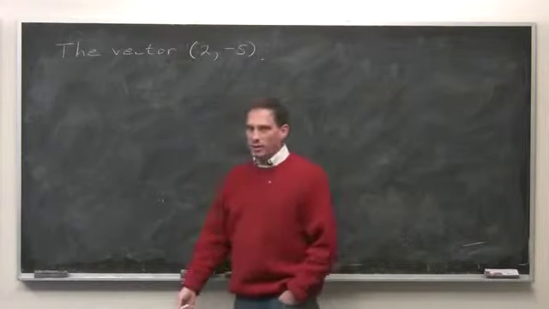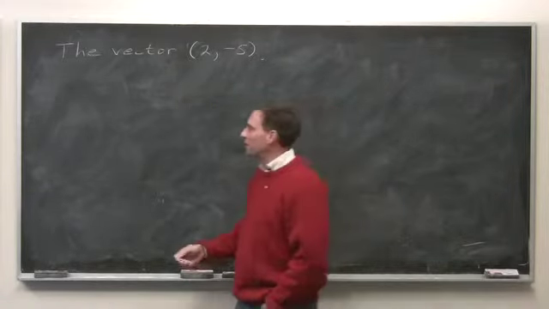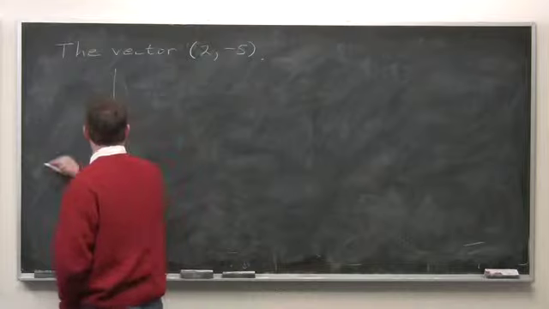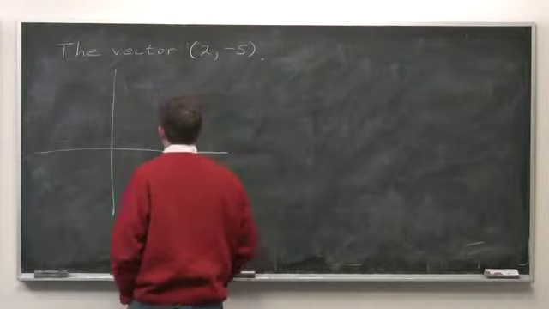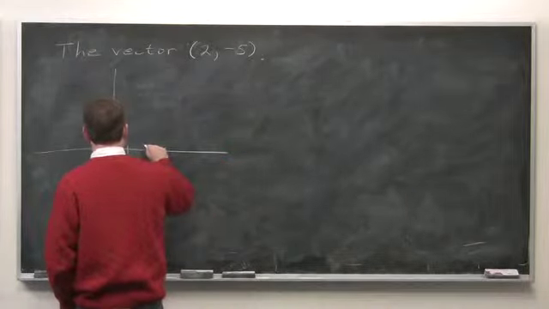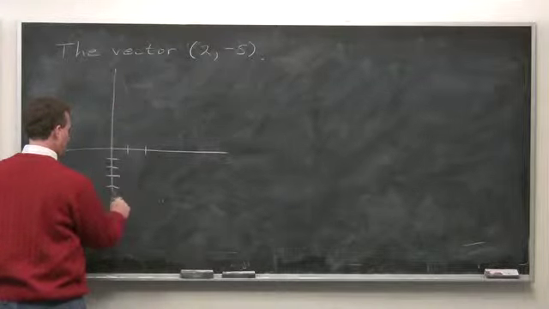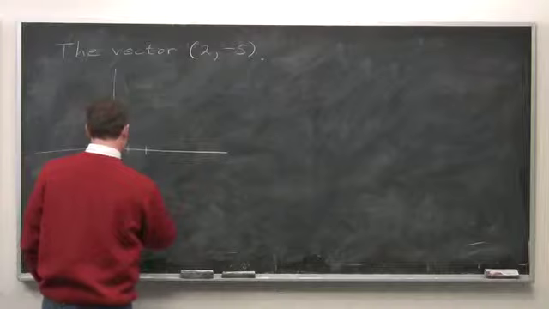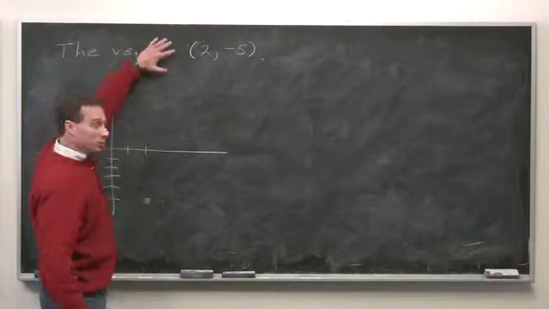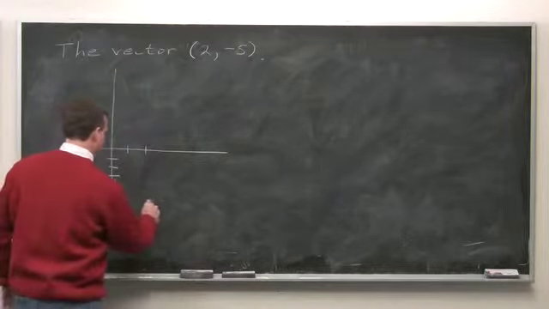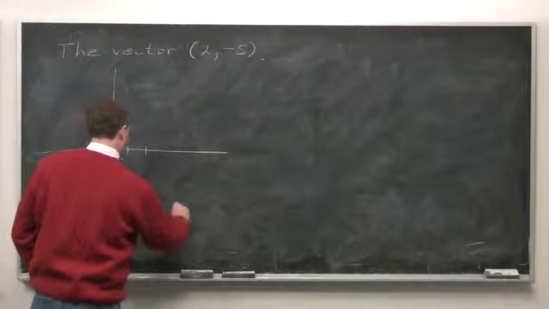Well, why isn't it the point 2 minus 5? Well, because we said it was the vector. It's just a different way of thinking of it. If you're thinking of it as a point, it's x is 2, y is minus 5. So yes, if you just wrote 2 minus 5, you might mean the point 2 minus 5.